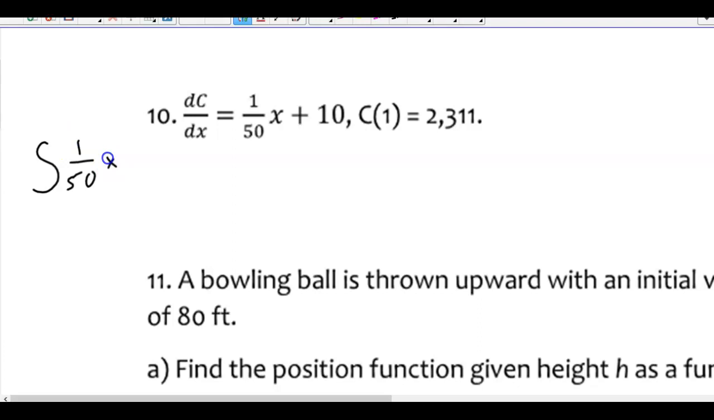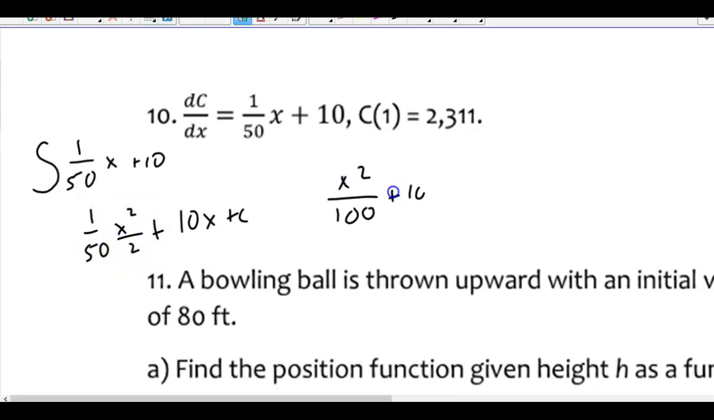1 over 50x plus 10. When we integrate this, again, that's just 1 over 50, and then this becomes x squared, so we have to divide that by 2, plus 10x, plus c. So this stuff right here becomes x squared over 100, plus 10x, plus c. And now we're going to plug in 1.